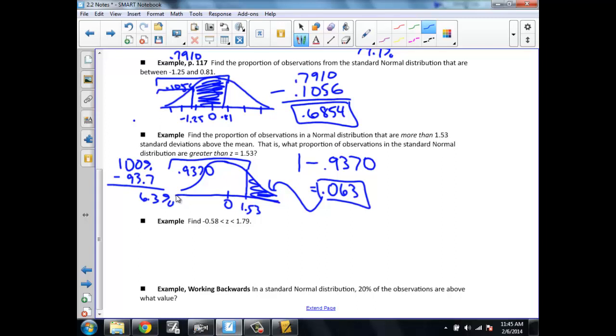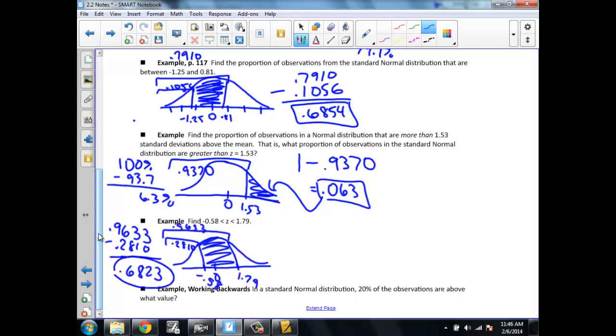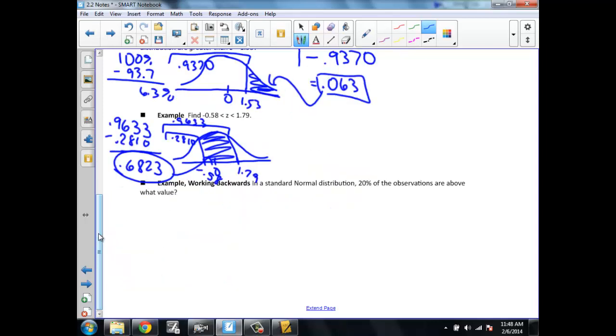You guys try this next one on your own and see what you get. Sketch your curve. Now we start and we work backwards. In a standard normal distribution, 20% of the observations, so when I say 20%, where are we looking? Your percents are inside, right? So sketch your curve. Again and again and again.